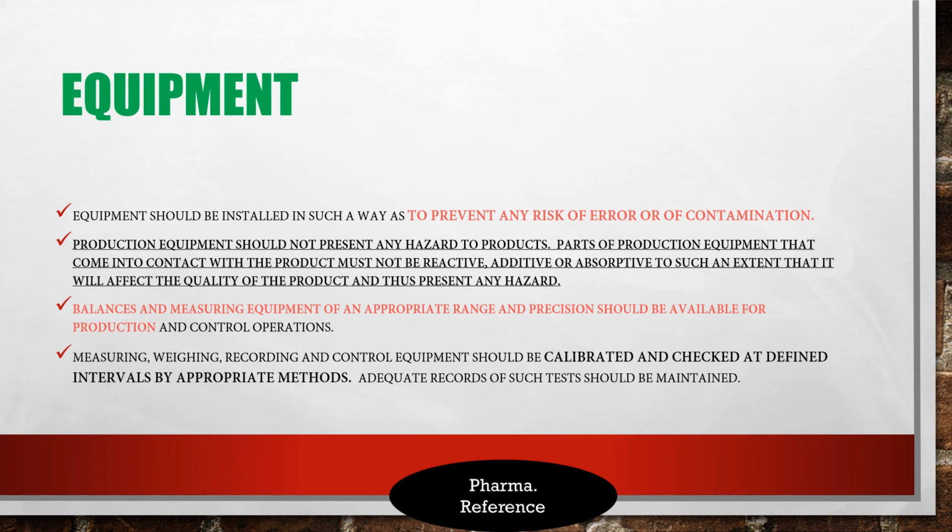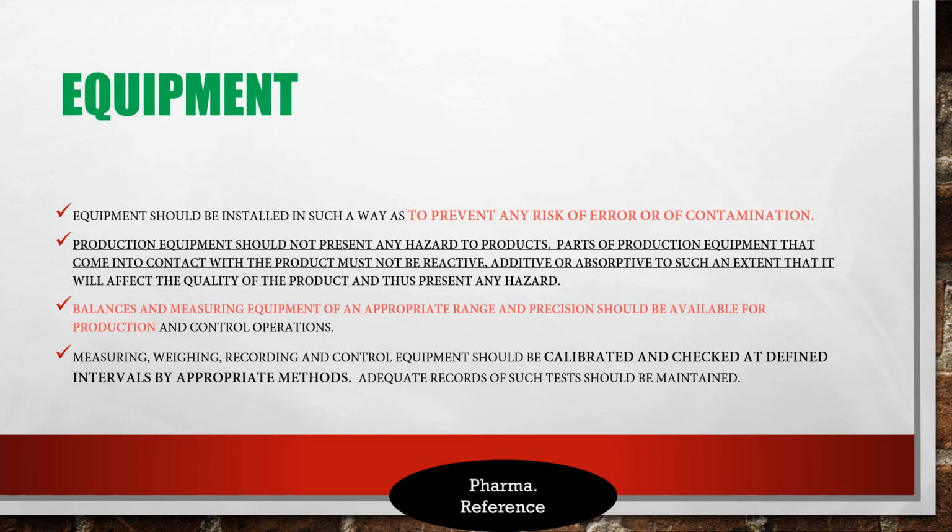Equipment should be installed in such a way as to prevent any risk of error or of contamination. Production equipment should not present any hazard to products. Parts of production equipment that come into contact with the product must not be reactive, additive, or absorptive to such an extent that it will affect the quality of the product and thus present any hazard.